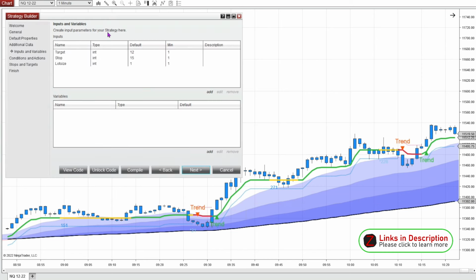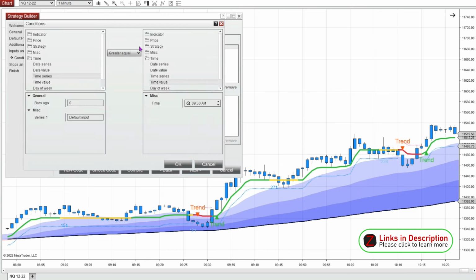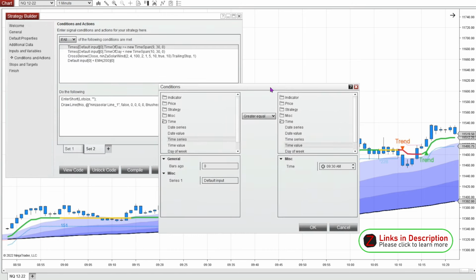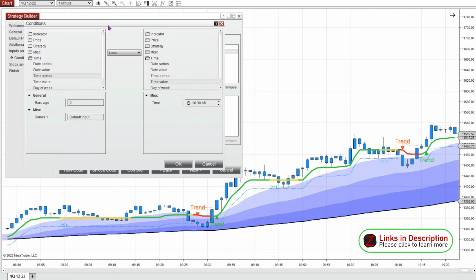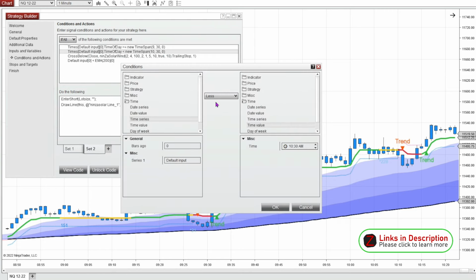I've got some standard inputs and variables: a target, stop loss, and lot size. Here I'm only looking for trades between 9:30 and 10:30 a.m. That's the time frame that I like to trade. You just go to time, time series, and then you want it greater or equal to a time value. So greater than 9:30 a.m. And same thing, time series, less than the time value of 10:30 a.m.